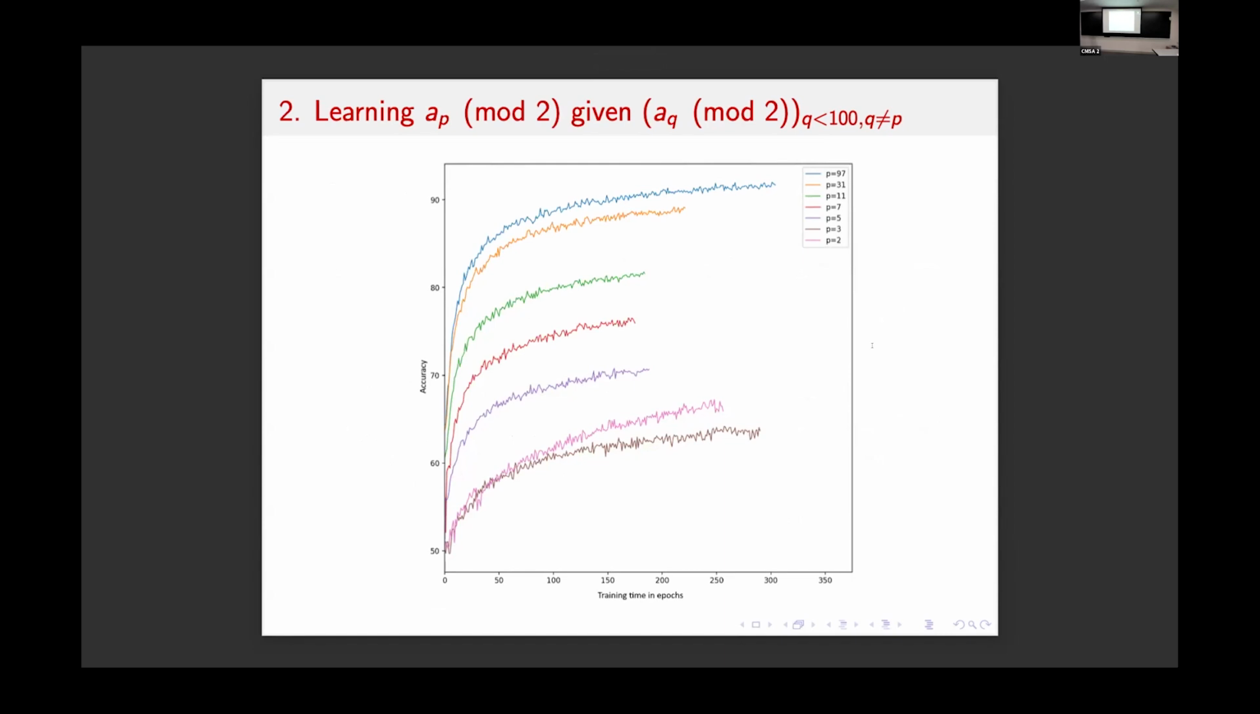The one on top is A97. It got up to like 92% accuracy. Then this is A31, so we skipped a bunch of primes on the way. Then this is A11, A7, A5, and this is where the A2 is kind of weird. It jumped ahead of A3. Initially I thought this might have to do with the random seed at the beginning, but we managed to basically reproduce this. A2 jumps ahead of A3, which could have to do with the fact that 2 is a weird prime.